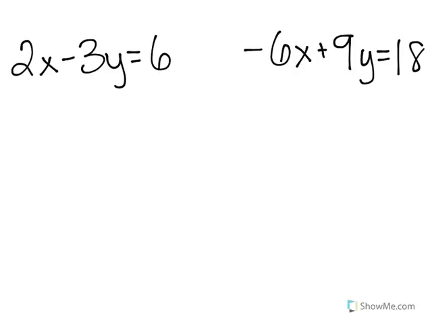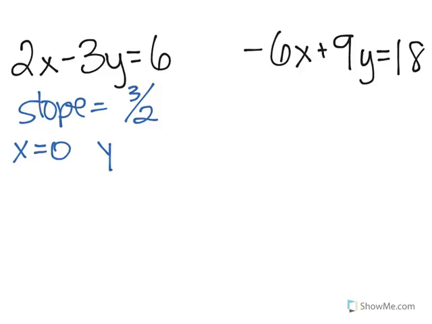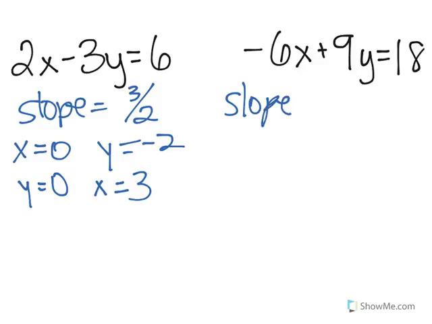Very well. Now let's look at another example. Let's find the slope like we did before. So the slope would be 3 over 2. We already know how to find that. When x is equal to 0, y is equal to -2. And when y is equal to 0, x is equal to 3. Let's do the same thing for this side. So the slope is equal to 3 over 2 as well. So the slope is the same.